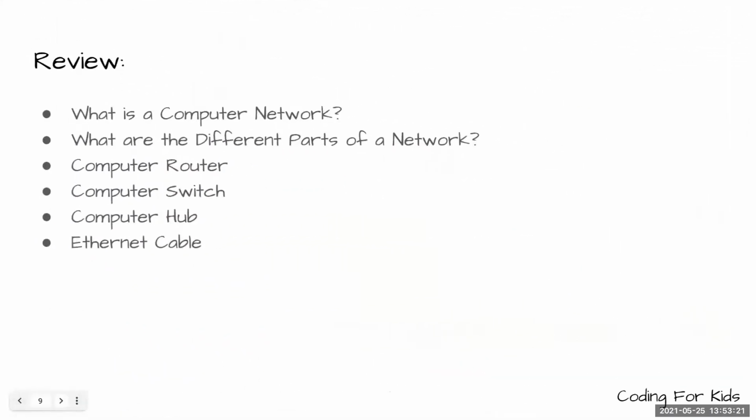Now let's review what we did. First, a computer network is when two or more computers are connected so they can electronically communicate. Then, what are the different parts of a network? There's a computer router, switch, and hub. A computer router is the main part of a computer network. A computer switch connects lots of devices to a network, and so does a hub, but there is a difference between both of them. And then finally we have an Ethernet cable, which is like a data cable, it just plugs in. So this is what we reviewed in this video today.